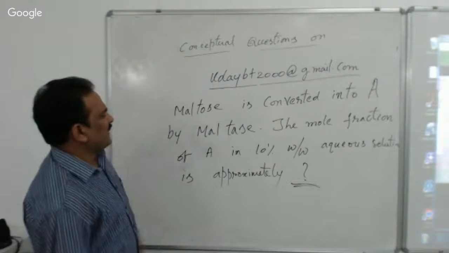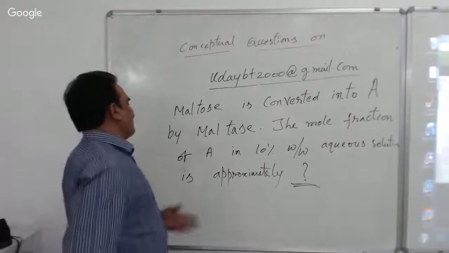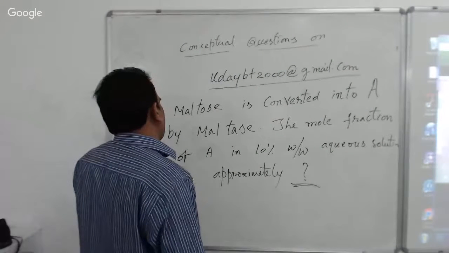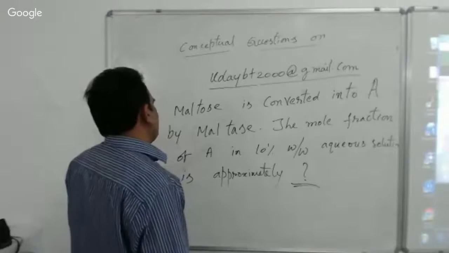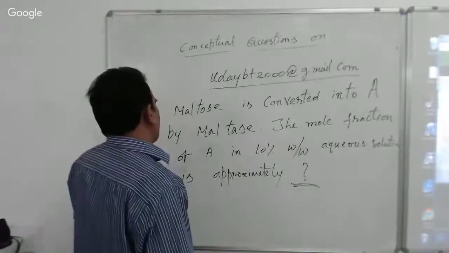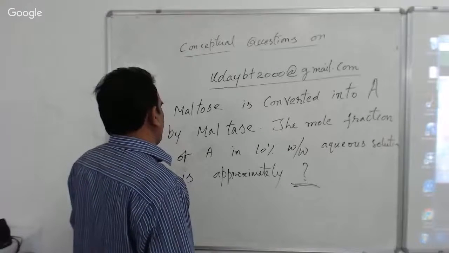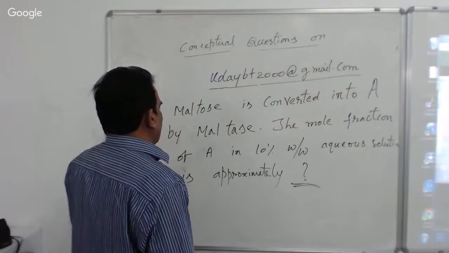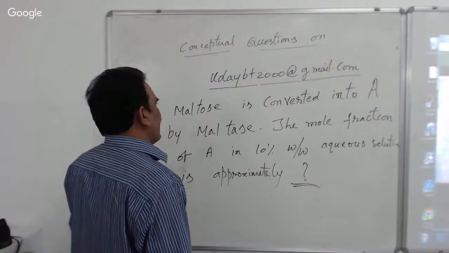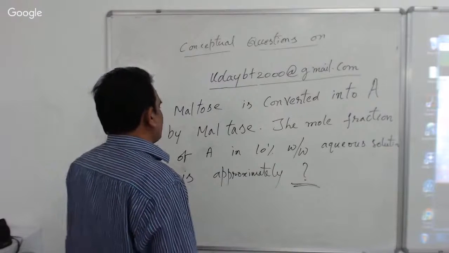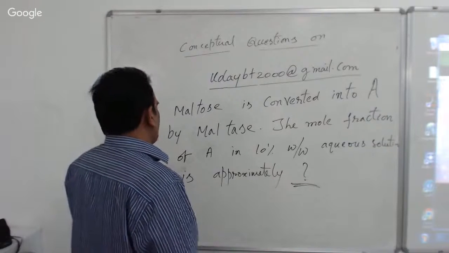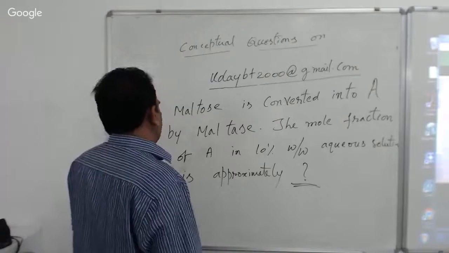When you know the weight percent, what is there? Just simply 10% of the solute, say 10 grams of solute and 90 grams of solvent. Then simply by knowing the molecular weights, 10 by molecular weight of A is nothing but the number of moles of A, and then 90 by molecular weight of solvent, as you said, is nothing but water. Then you get the number of moles of water also. So once you know the moles of A as well as water, then you can calculate.